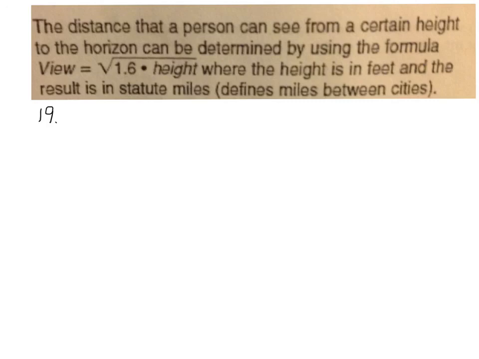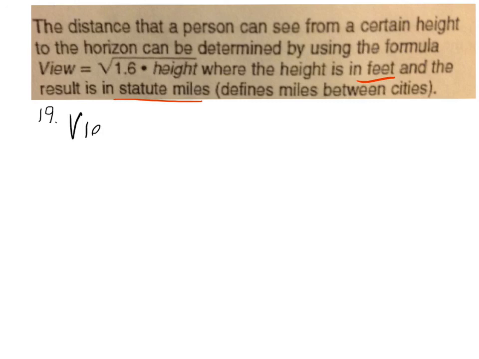The distance that a person can see from a certain height to the horizon can be determined by using the formula view equals the square root of the quantity 1.6 times height, where the height is in feet, pay attention to your units, and the result is in statute miles. Miles between cities, that's an interesting unit. Okay, so for question 19, how far to the horizon could you see if standing on top of Pikes Peak in Colorado, elevation 14,110 feet? Round the answer to the nearest tenth.